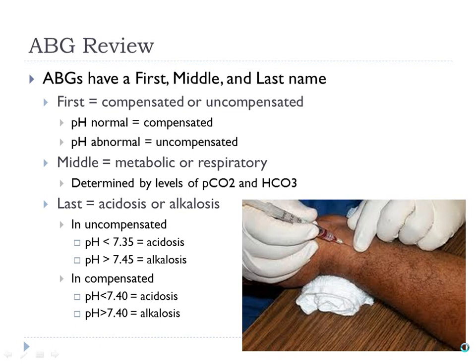So the pH tells us about the what? First name and the last name, right? So the first name simply is compensated or uncompensated. The pH tells us that. So if the pH is normal, it's compensated. If the pH is abnormal, it's uncompensated. That's simple, right? And the pH also tells us the last name. The last name simply is acidosis or alkalosis. But just remember, if it's lower, it's acidosis. If it's higher, it's alkalosis. But we'll talk more specifically about these numbers here.